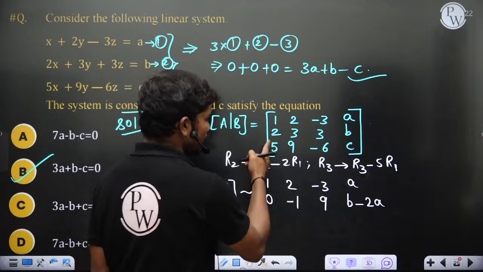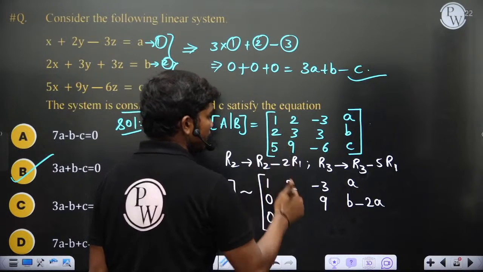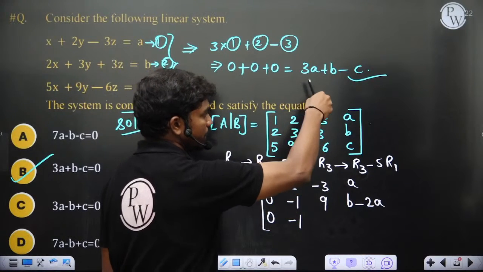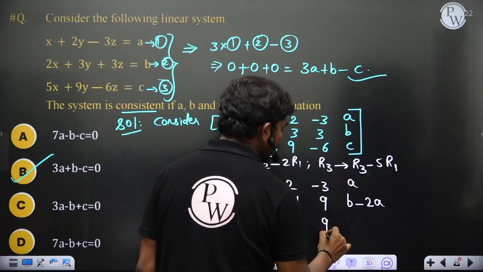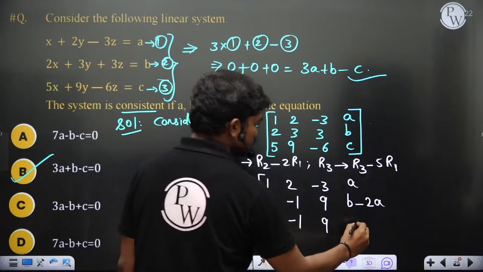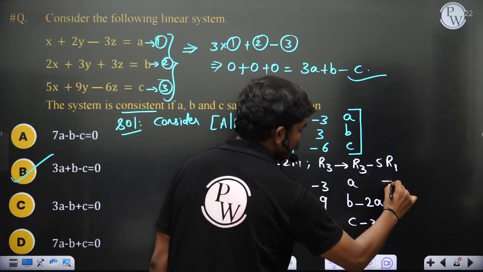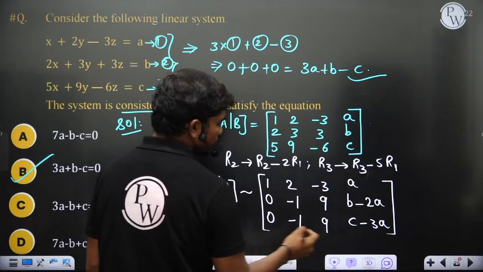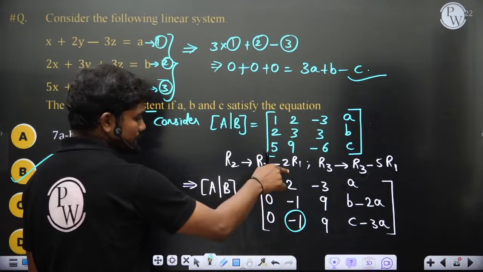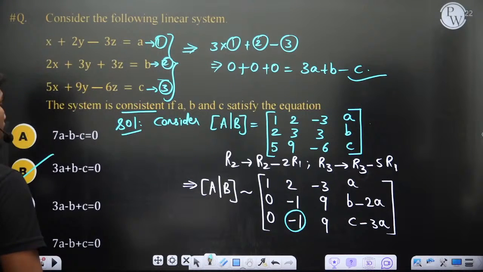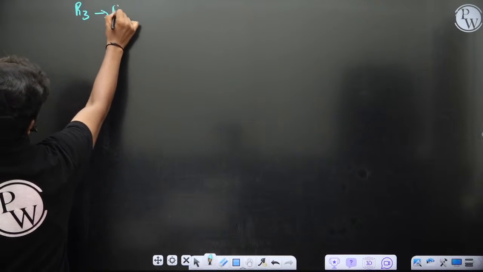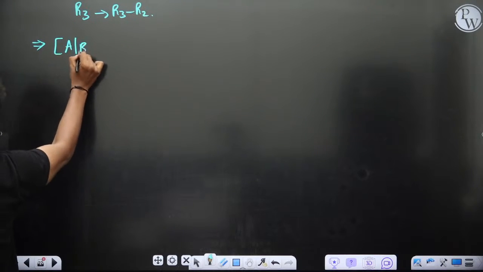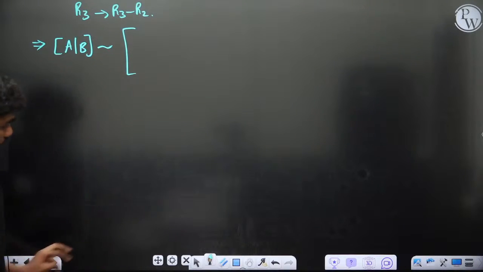Now coming to C, you have 5 minus 5 into 1, 0, 9 minus 5 into 2, this is minus 1 of course. Then minus 6 minus 5 into minus 3, so minus 6 plus 15 is 9. Then after this the value is C minus 5A, what you get. Now let us get one thing. Again, this is not in echelon form, so you want to make this element 0. If you want to make this element 0, then you can apply R3 changes to R3 minus R2. If you apply this transformation, you can find one important thing actually. This is the main crux in this problem. Look, the first and second rows, they remain as it is.